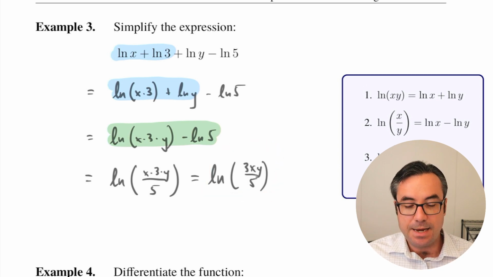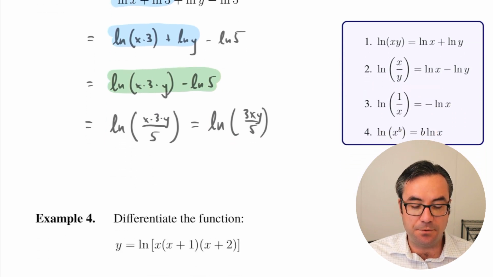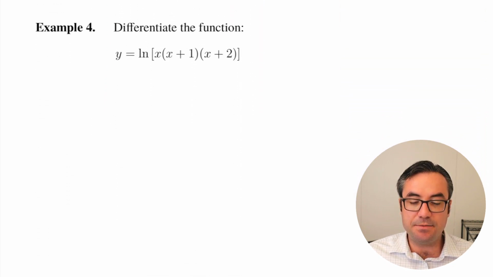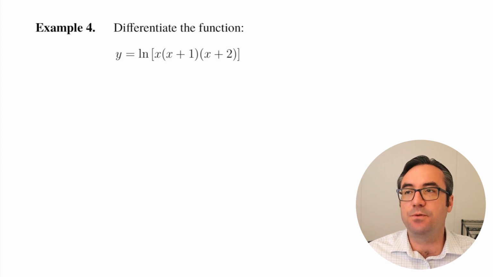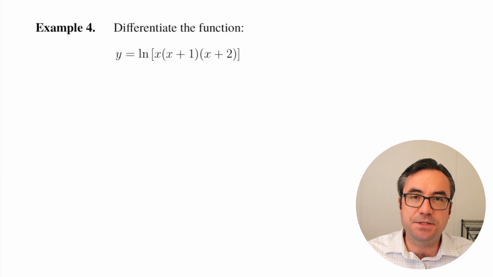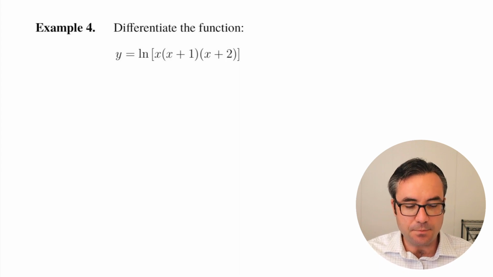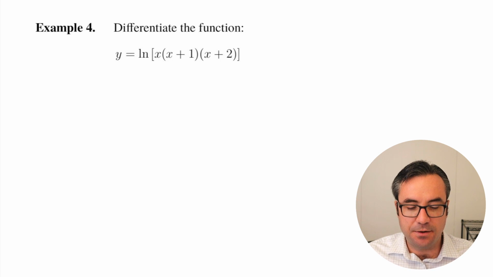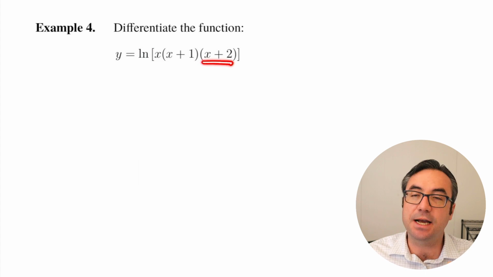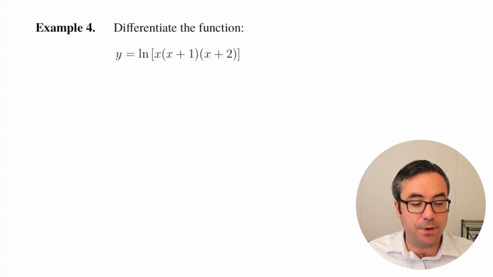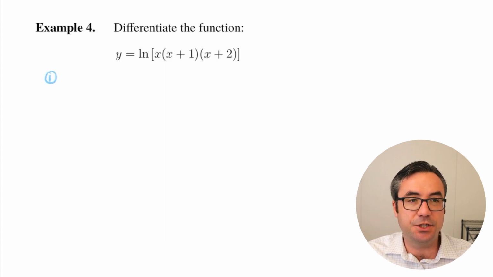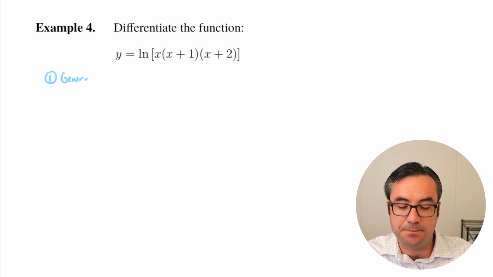expression. Now, why these properties are helpful is we can use them to help us differentiate more complicated functions. And that's what we're going to see in example 4. So we're going to actually put some of these log properties to use. We're going to differentiate this log function, natural log of x times x plus 1 times x plus 2. And if we were going to do this, now there's a few ways to do this. So the first way is just use our general log rule that we've looked at.